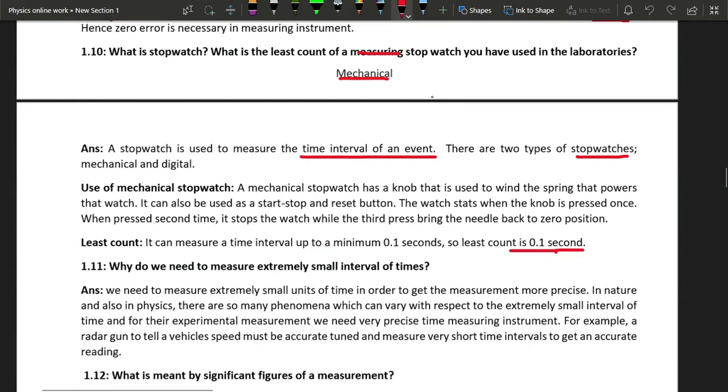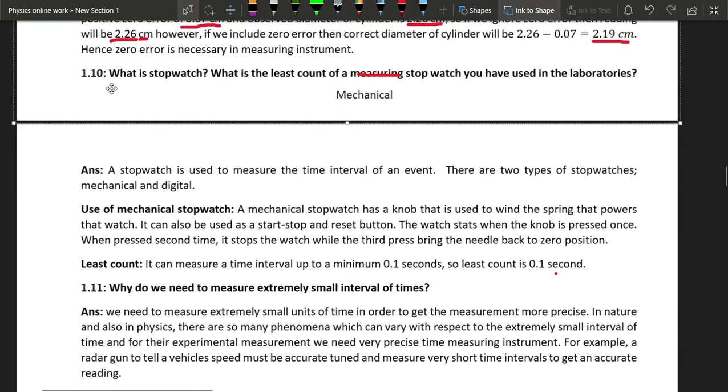So let's start with question number 1.10. What is a stopwatch and what is the least count of the mechanical stopwatch you have used in your laboratory? A stopwatch is used to measure the time interval of an event. We already discussed the stopwatch, mechanical stopwatch and digital stopwatch in our lecture on stopwatch, so you can refer to that lecture for further details.